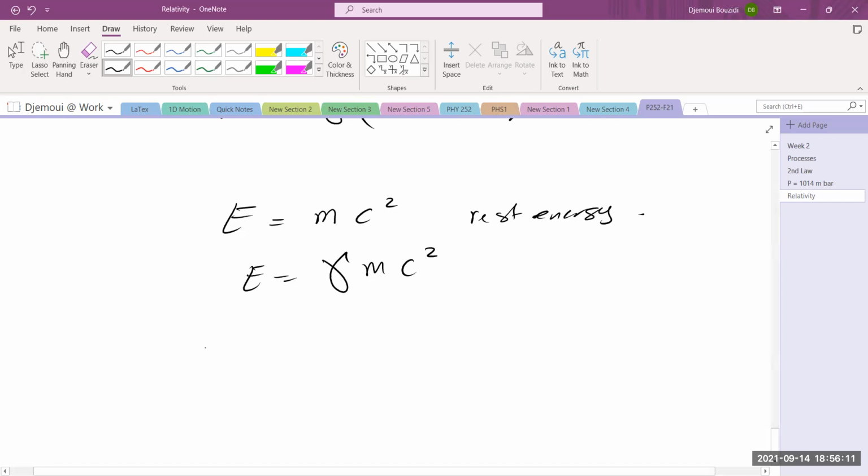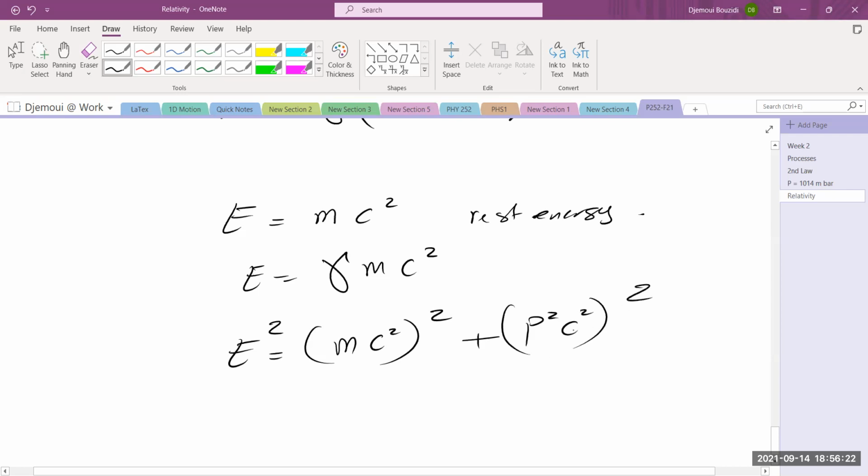And in terms of the momentum, it is going to be written as equal to mc squared, the whole thing squared. Of course, this is the total energy plus the part that is coming from the momentum contributions, okay?